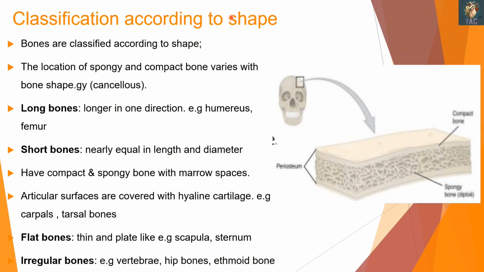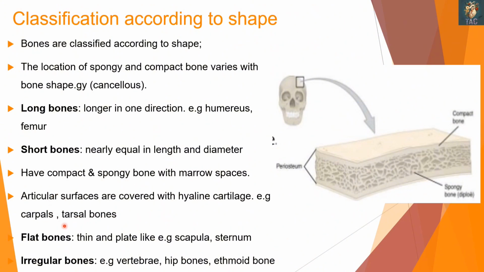Classification according to shape. Bones are classified according to shape, as the location of the spongy and compact bone varies with the shape. So they may be the long bones that are longer in one direction, that is humerus and femur. The short bones are nearly equal in length and diameter, having the compact and spongy bone with narrow spaces. Articular surfaces are covered with hyaline cartilages, like carpal and the tarsal bone.